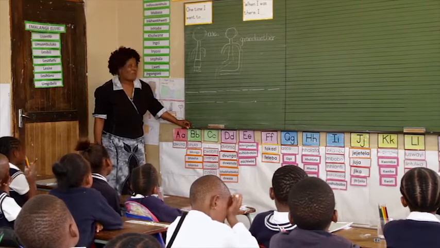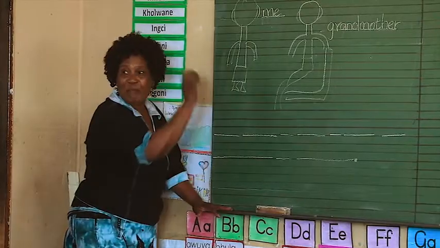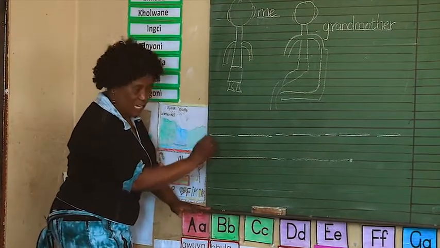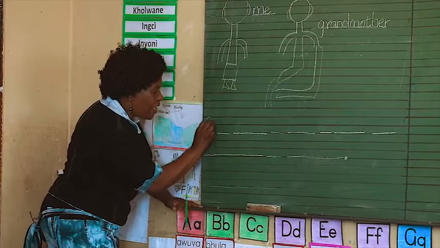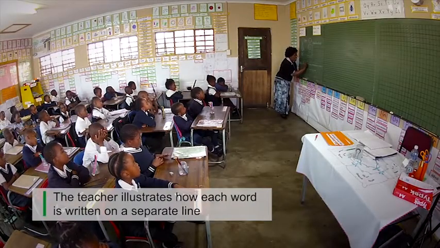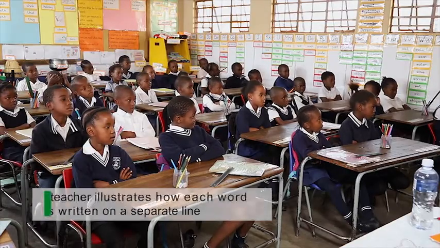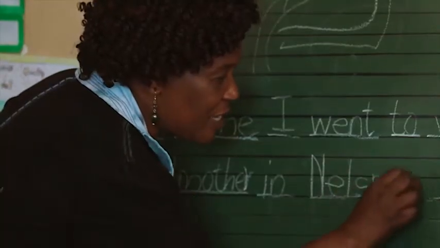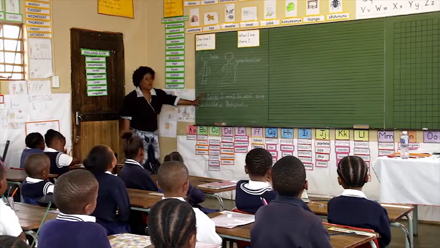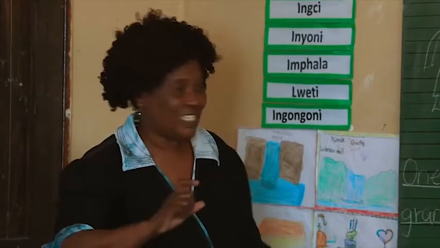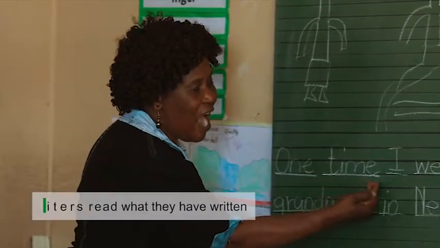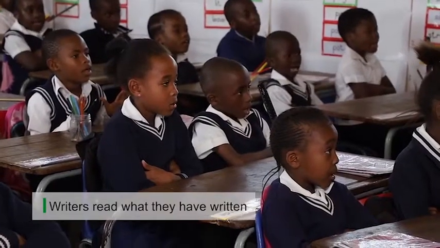Now we are going to help me write the sentence. Remember that at the beginning of a sentence, we write a capital letter. Now let us begin writing. One. Now the teacher illustrates how each word is written on a separate line. Here is the capital letter for Nelspruit. Good. Now we have to read our sentence because writers read what they write. Let us read the sentence. One time. Writers read what they have written.